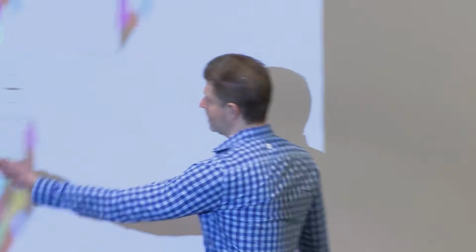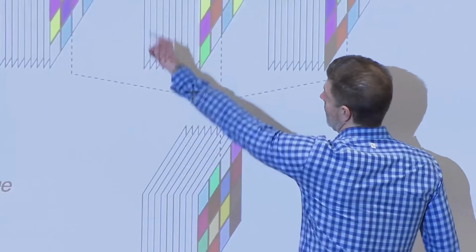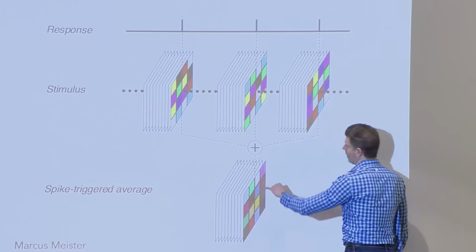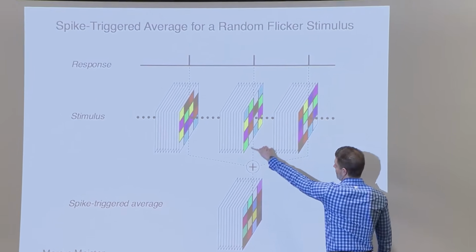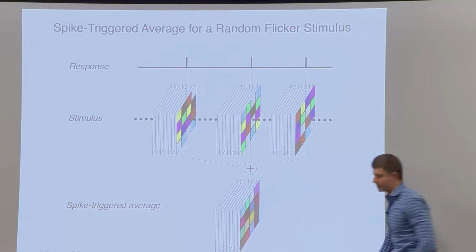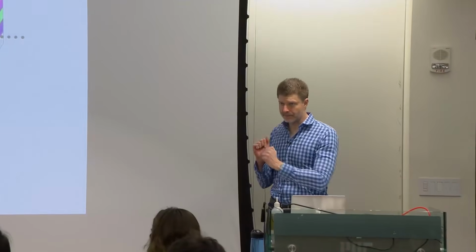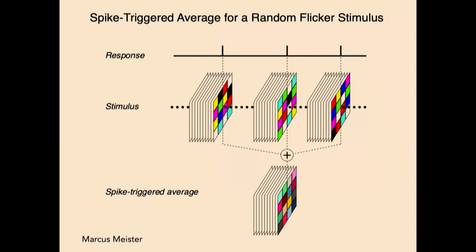This is the stimulus history. It's a sequence of frames. Every time there's an action potential, you take the stimulus history that immediately preceded that, and you add that to your buffer. You take all of those little sets of frames, and you get an average sequence of frames. This is like the average movie that preceded a spike. So that's the spike-triggered average. Every time there's a spike, you trigger this averaging process.